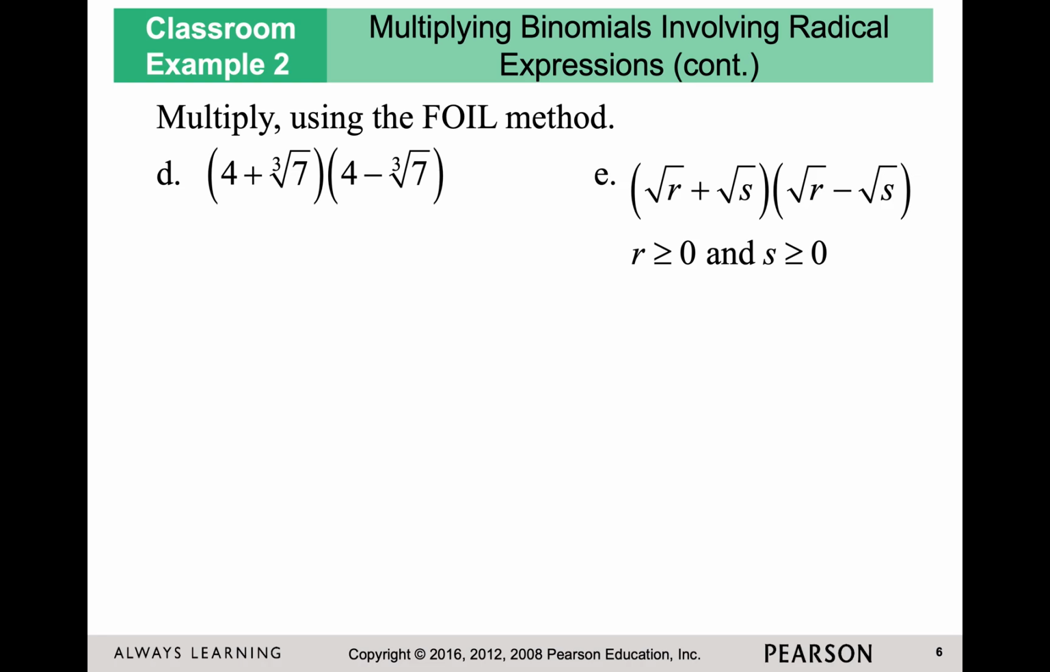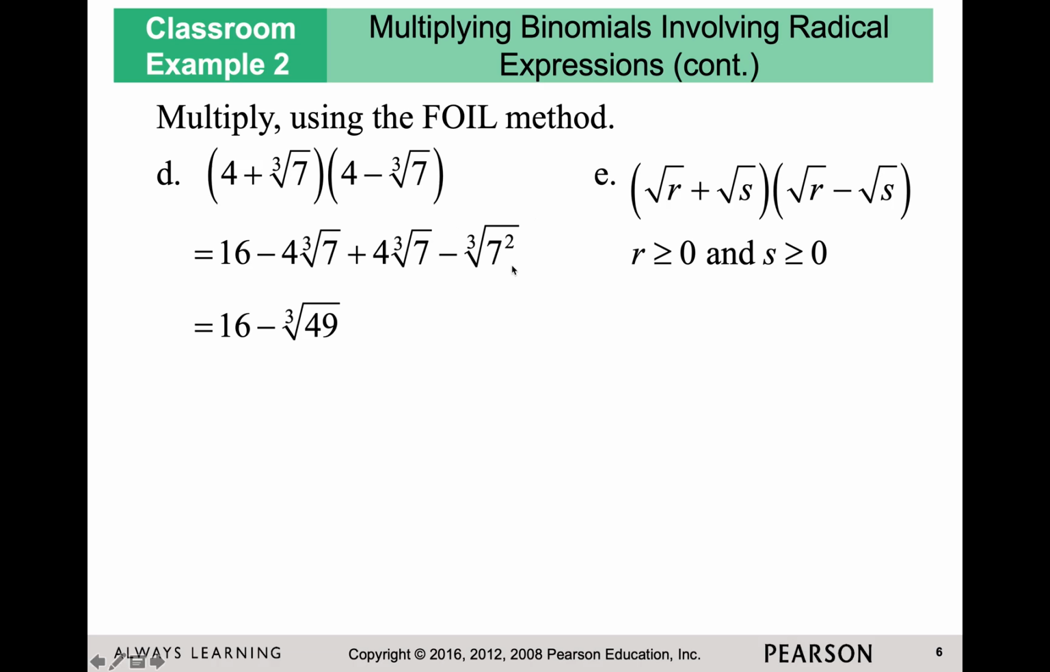So we're going to look at another FOIL. First, outer, inner, last, and then you look at what you get. I have the cube root of 7 squared here, but then I have just the cube root of 7, so I can actually do something with these middle two terms. I can do minus 4 plus 4. Those terms are going to cancel out.